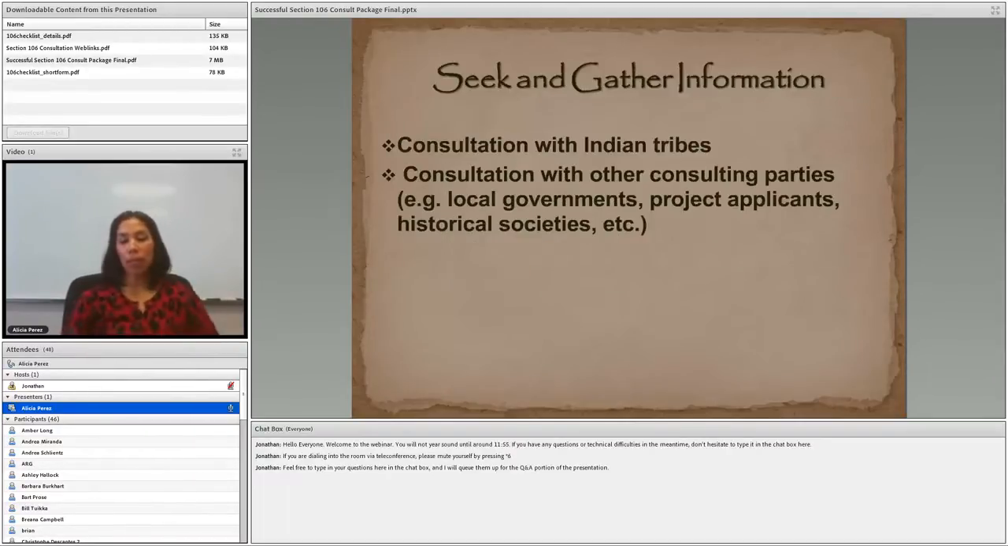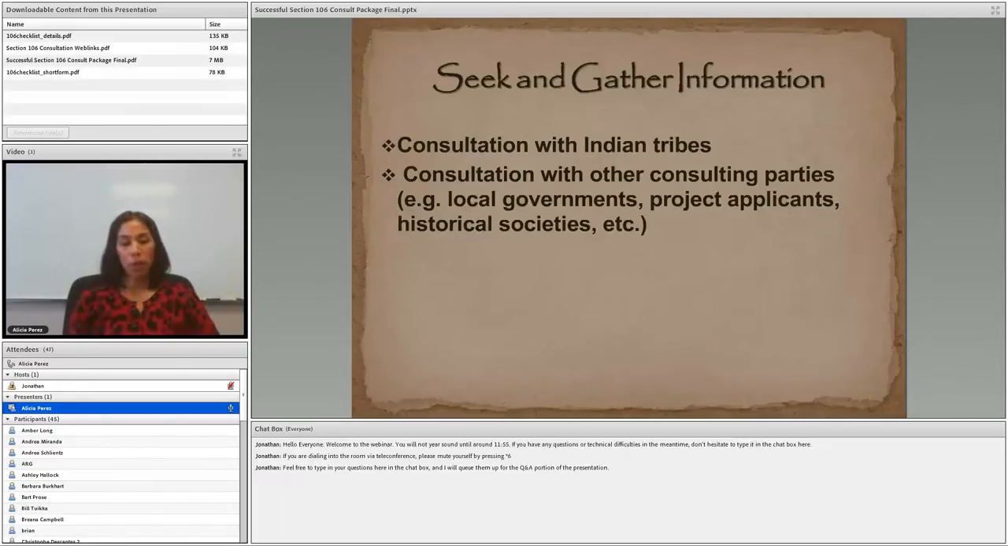The next step is to seek and gather information. You do this through consultation. Consultation with Indian tribes. So again, the regulations define Indian tribes as those that are federally recognized. Other consultation can include additional or other consulting parties, so local governments, project applicants, historical societies, and non-federally recognized tribes.